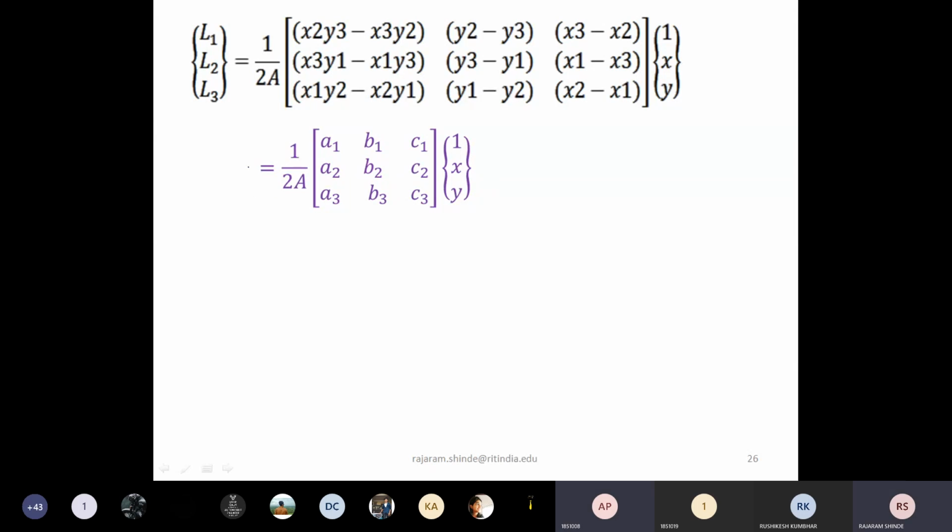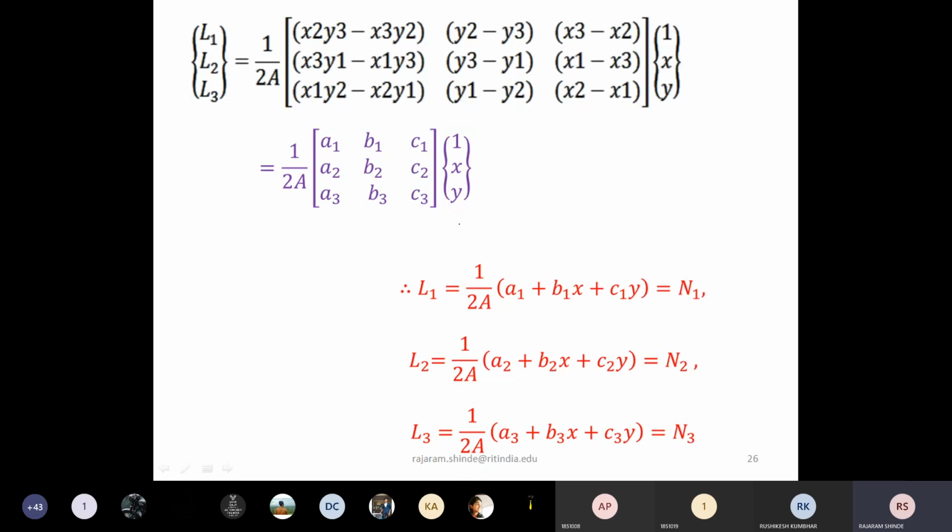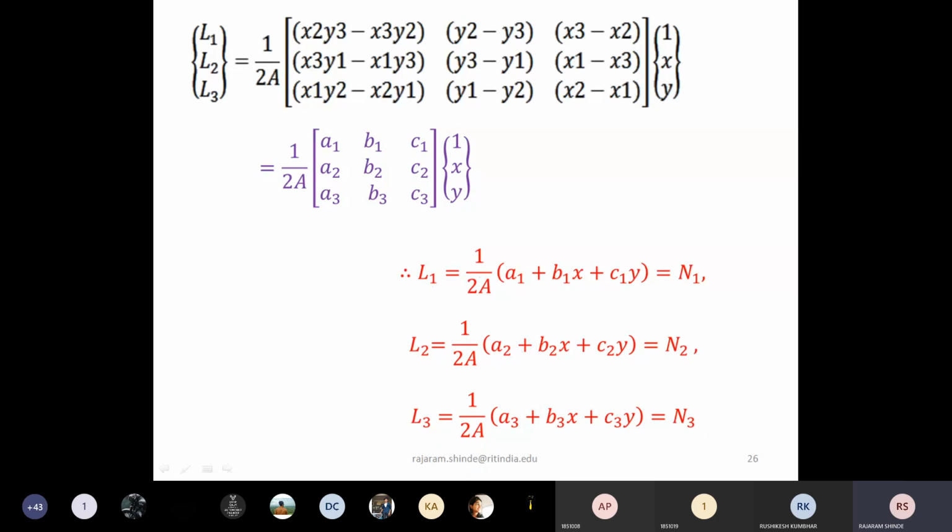Now see here. If you consider the first equation, the first equation is 1 upon 2A (A1 plus B1x plus C1y). So your L1 is equal to 1 upon 2A (A1 plus B1x plus C1y), and that is your shape function N1. L2 is equal to 1 upon 2A (A2 plus B2x plus C2y), that is your shape function N2. And L3 is equal to 1 upon 2A (A3 plus B3x plus C3y), that is your shape function N3.